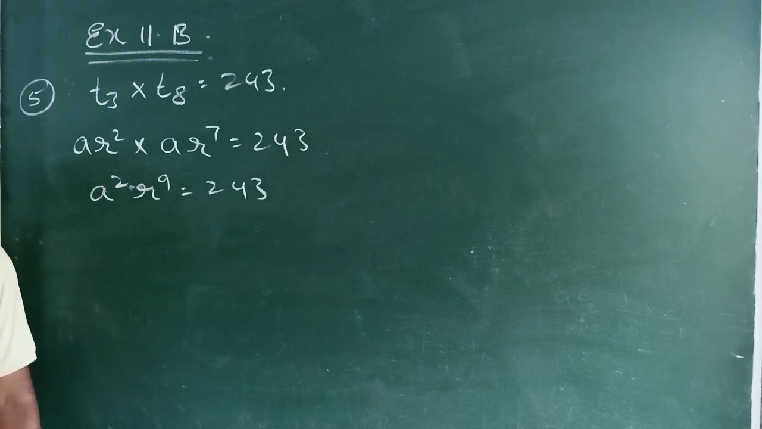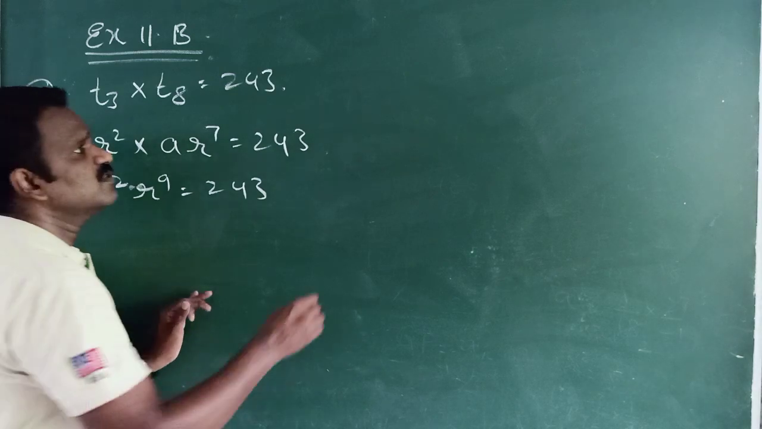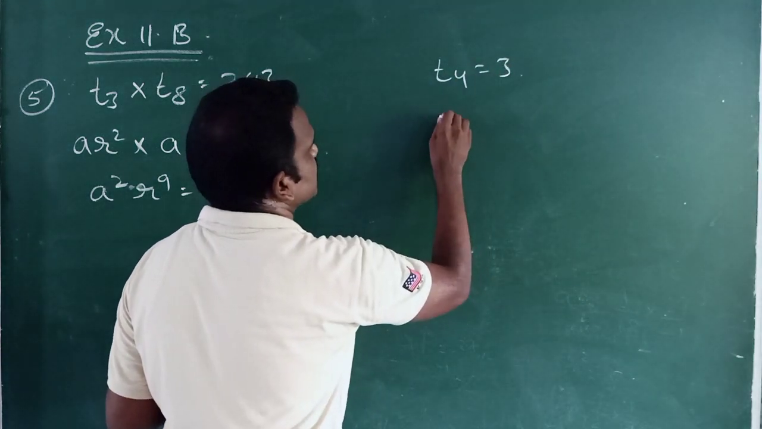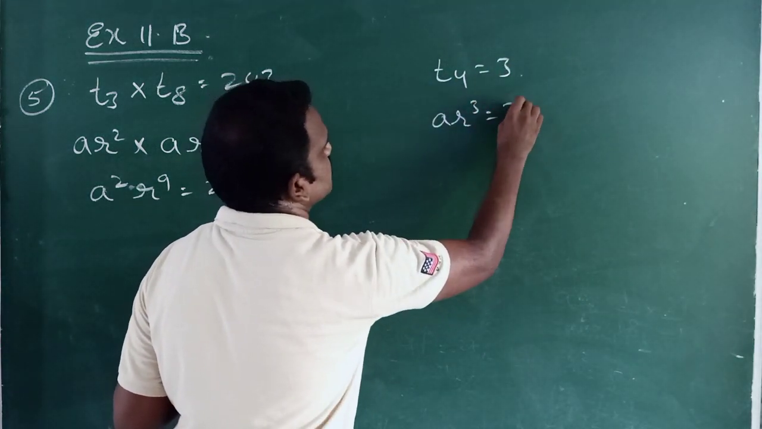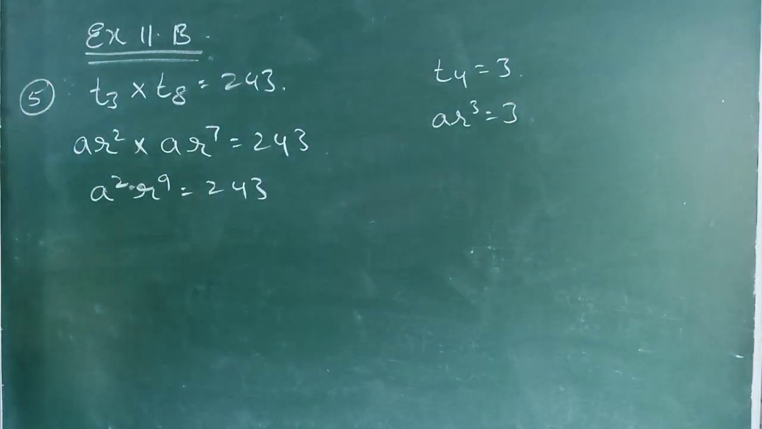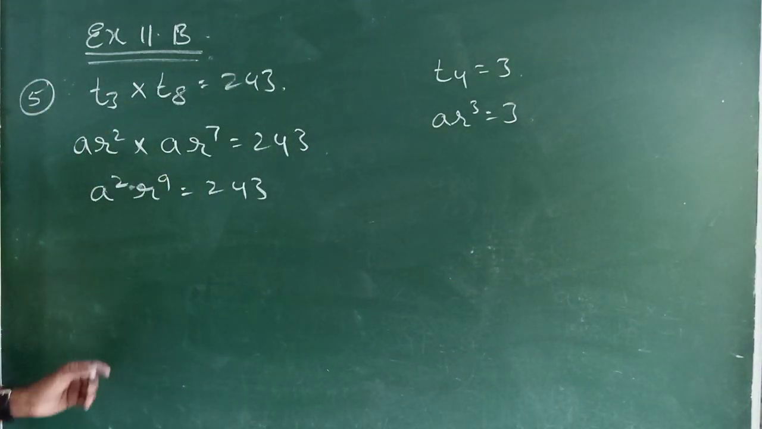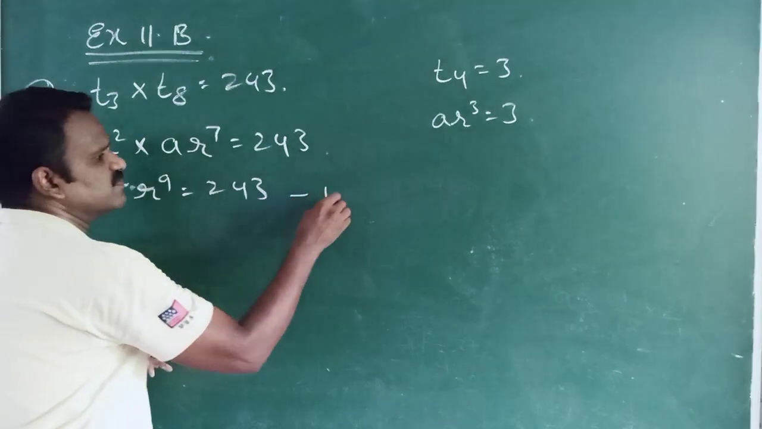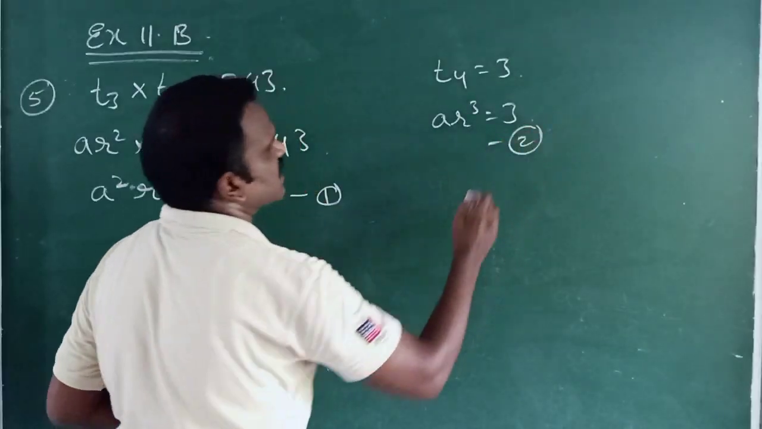Next, what is the other thing he gave? The fourth term is 3. Fourth term means T4 is equal to 3. That means AR cube is equal to 3. So here we got A square R to the power of 9 is equal to 243. Mark this as the first equation, and mark this one as the second equation.